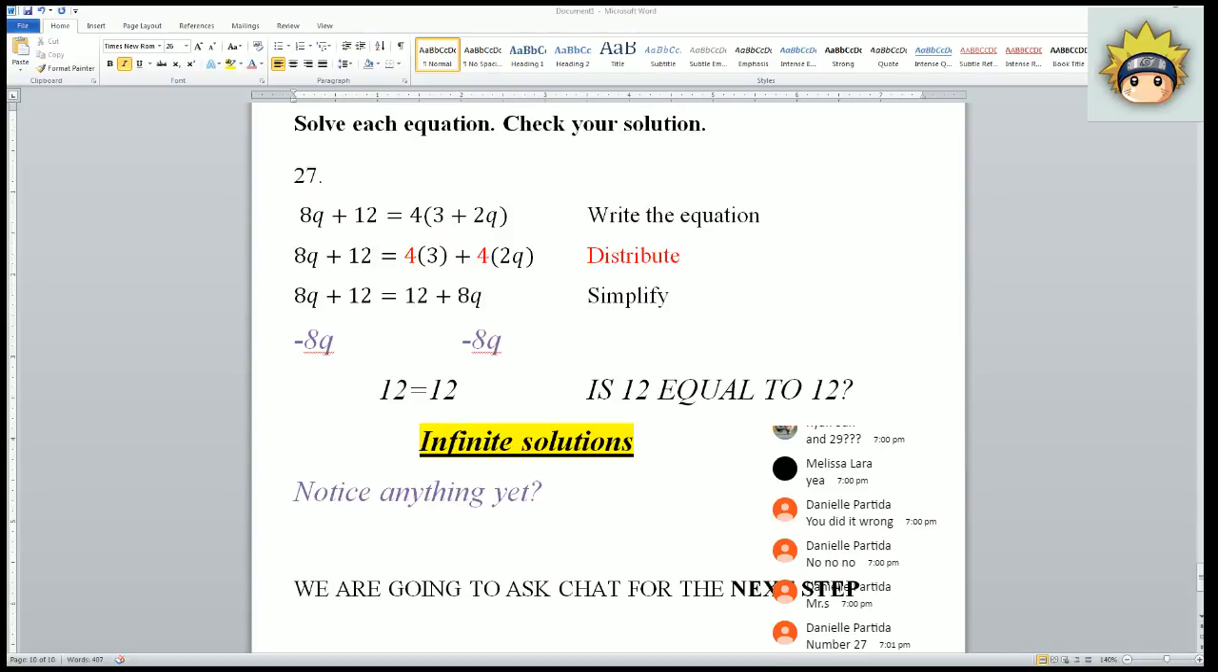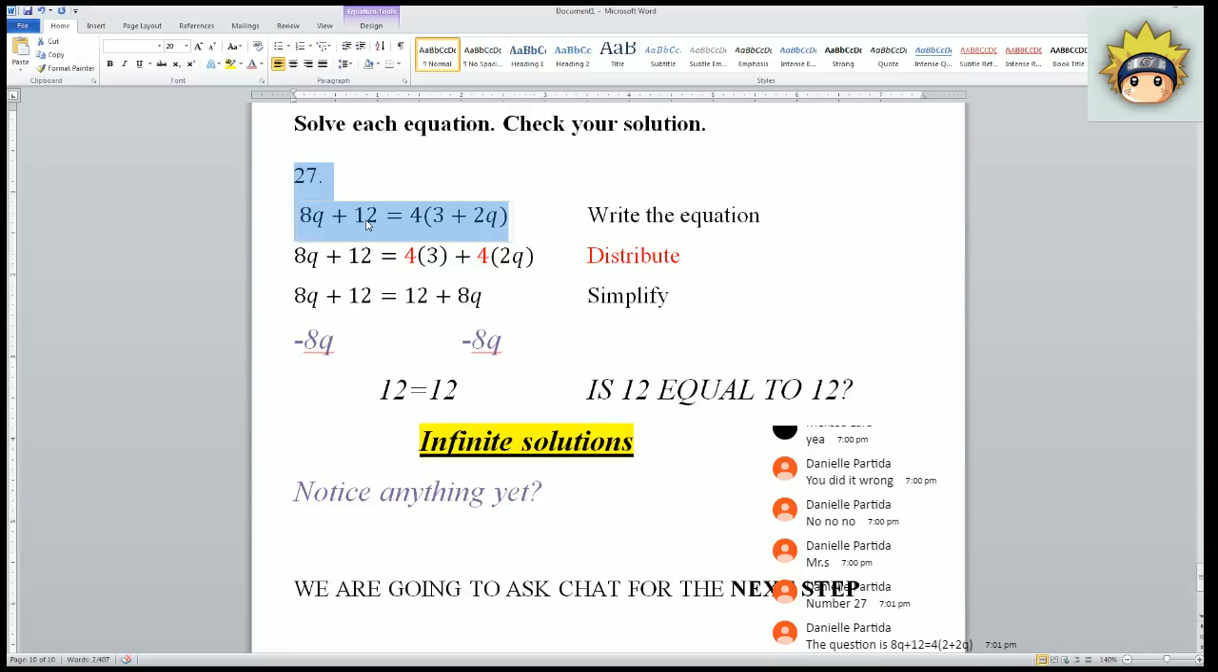Someone's calling me out. This is what number 27 should be. Maybe on the worksheet number 27 was something else, but this is the real number 27. You see it's an infinite solution? I don't see anything else. Danielle is freaking out. Hold on, no, I changed it to a 3 because I wanted to make this an infinite solution question. It was changed, Danielle.